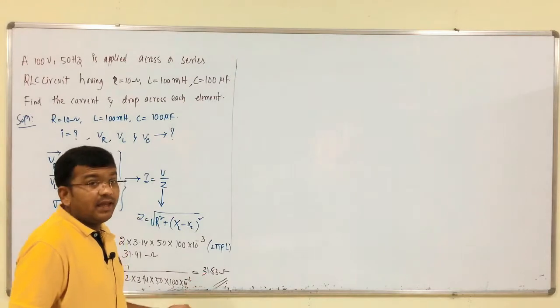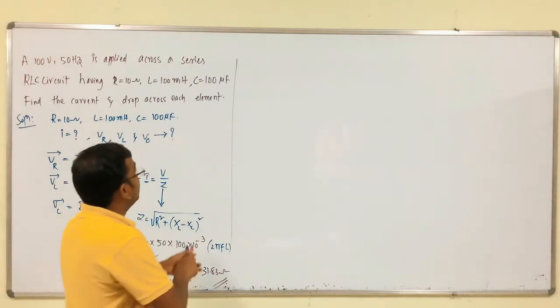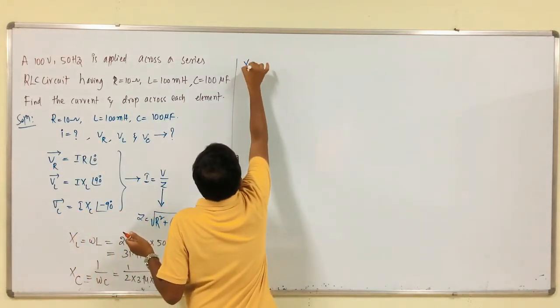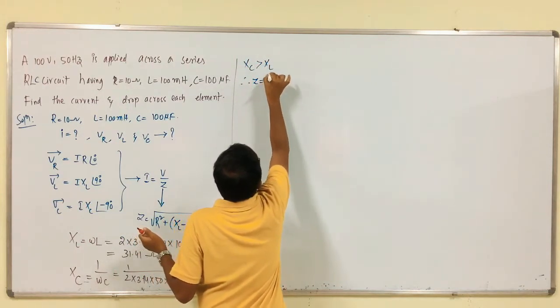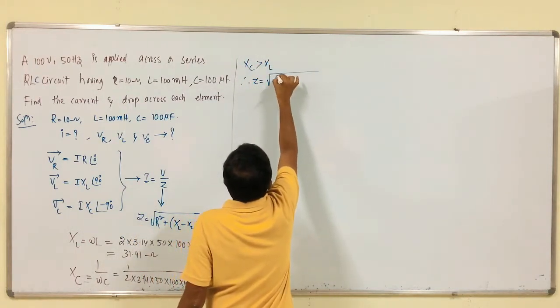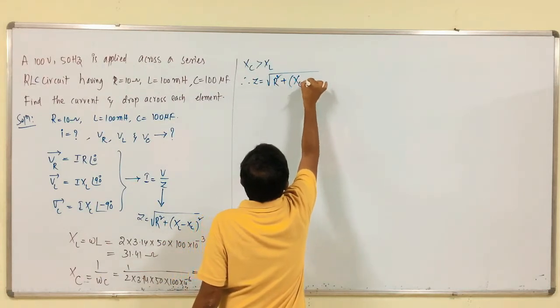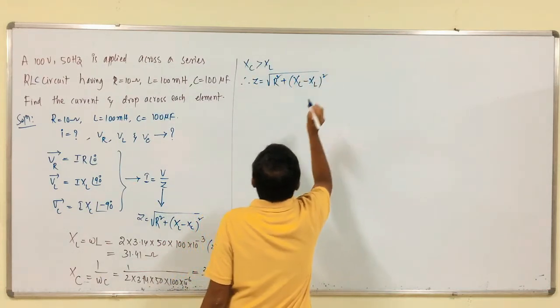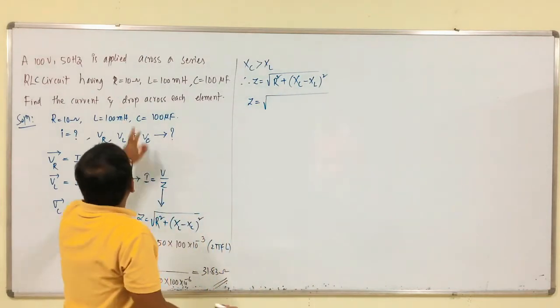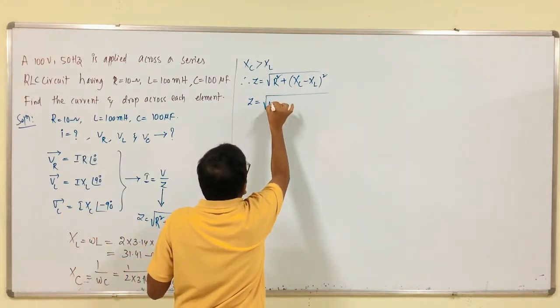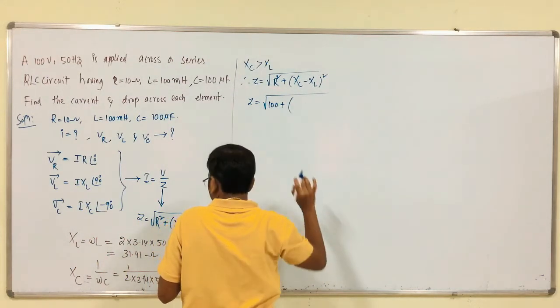So which one is higher? XC is more than XL. Therefore, Z is equal to square root of R square plus XC minus XL whole square. So Z is equal to what? R is what? 10, that is 10 square, 100, plus XC is what?